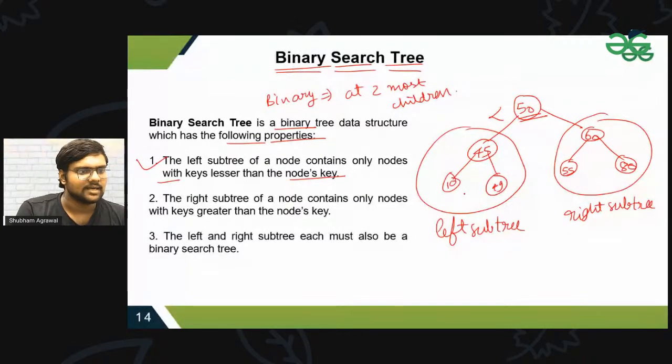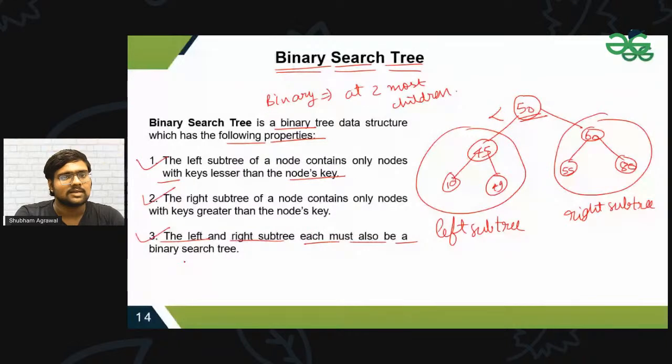And the third condition is that the left and right subtree each must also be a binary search tree. So it should be recursive, meaning every node should follow this property. So here we have satisfied the property for 50. Now let's see if 45 satisfies it. Here 10 is less than 45, so it is correct, and 49 is greater than 45, so it is also correct. And 60 should also follow these properties. Here 55 is less than 60 and 80 is greater than 60.